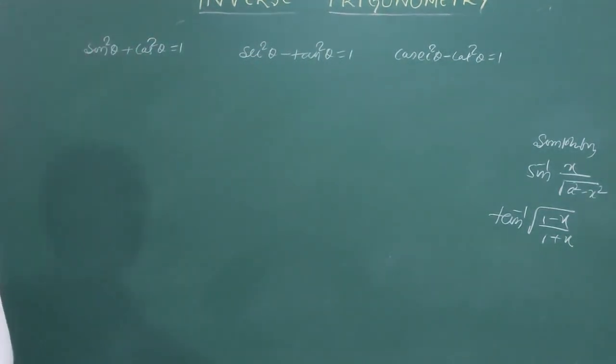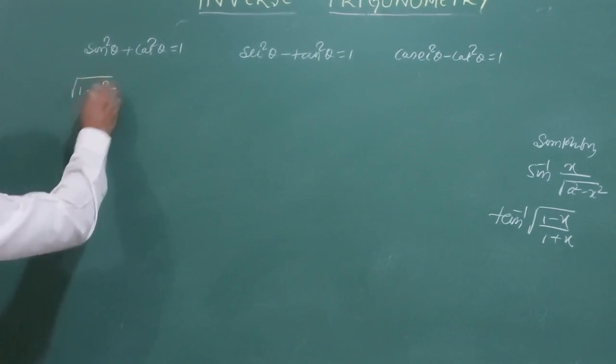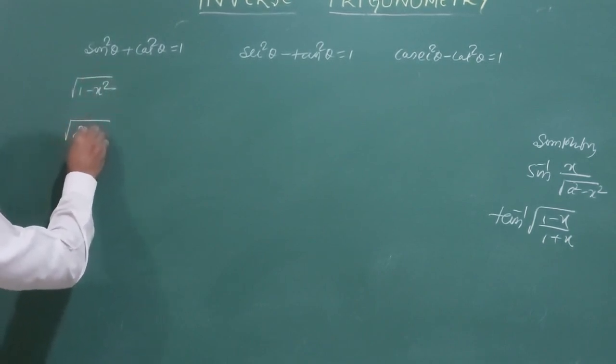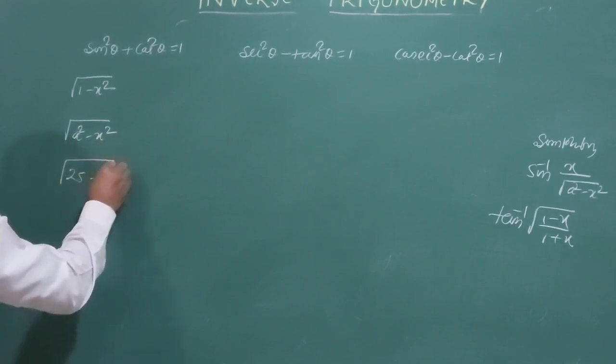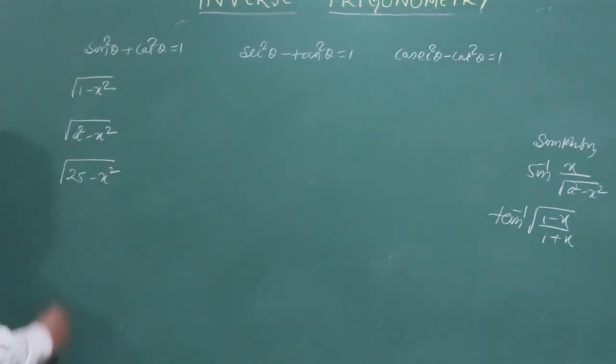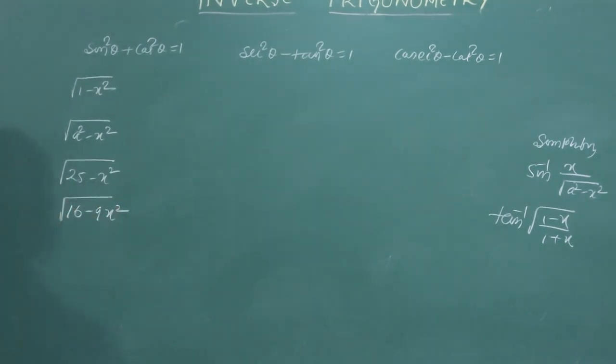And there are more. Suppose in a question I get 1 minus x square, under root a square minus x square, under root 25 minus x square, like this, or 16 minus 9x square. All are the same pattern.